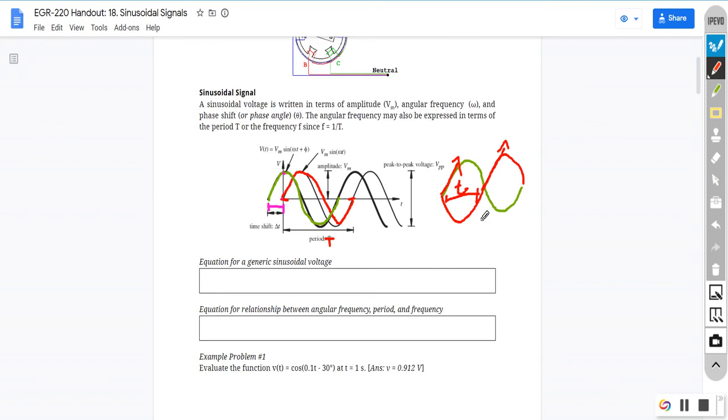And this time right here, small t, if we take that small t and divide it by big T, which is our period, that'll tell us how much out of phase we are.